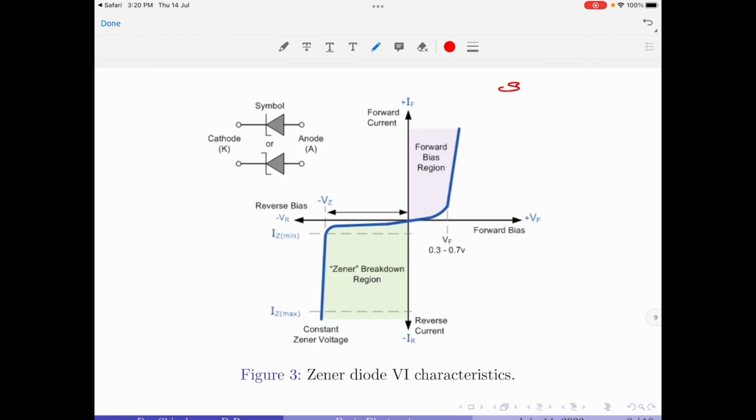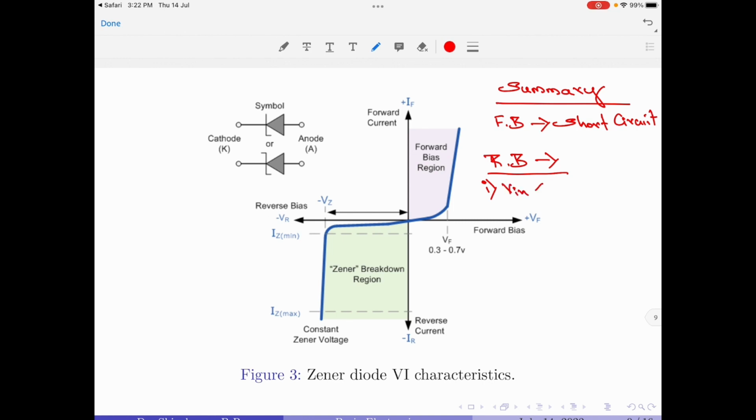Let us now try to summarize what we have learnt about the Zener diode and its VI characteristics. When the Zener diode is forward biased, it acts as any other signal diode. So, we understand that when the Zener diode is forward biased, it operates as a short circuit. On the other hand, when it is reverse biased, we have some important features to learn. Under reverse bias, we have to take two conditions. The first condition is when the value of the input voltage is less than the reverse breakdown voltage of the Zener diode, which is VZRB, then the Zener diode acts as an open circuit.